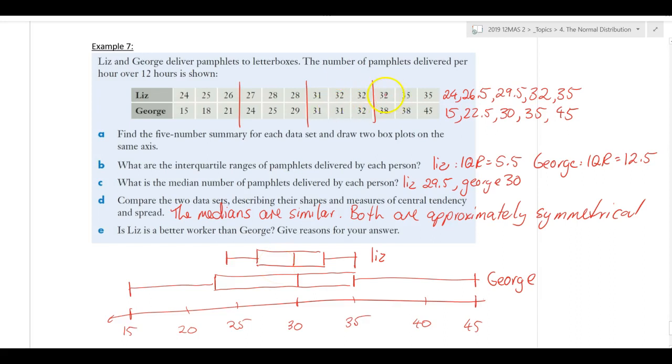Is there a mode here? I've got a mode of 32 for Liz. George, mode of 38, but not very meaningful, I think. So I think that's okay. We've got a measure of central tendency. And spread, George's spread is much greater.